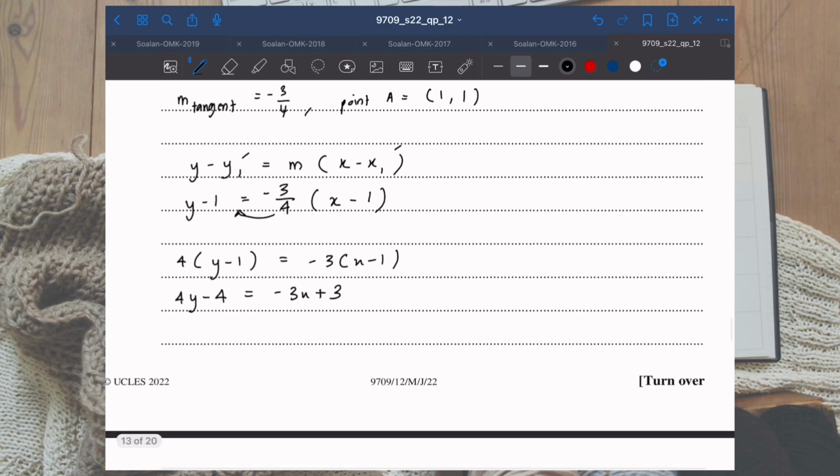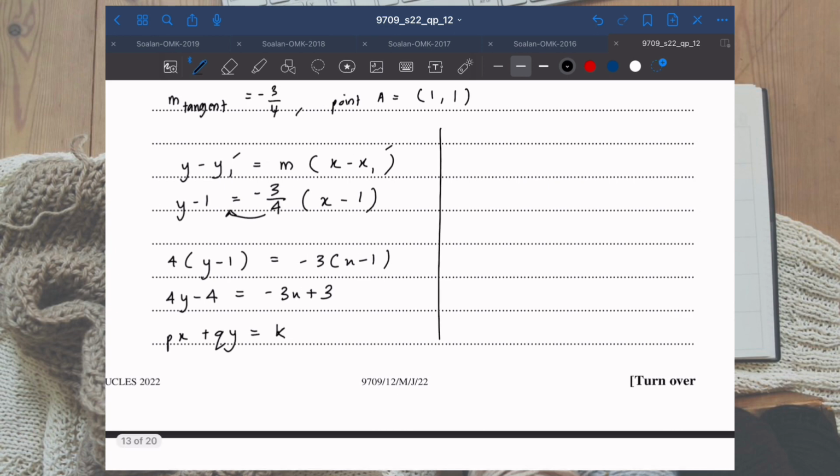So earlier in the question, they wanted it in the form of px + qy = k. So rearranging that, we get 4y, move -3x to the other side, we get +3x. And then moving -4 to the opposite side, we get 3 + 4. So our equation of the tangent will be 3x + 4y = 7. So that will be your equation of the tangent for part B.